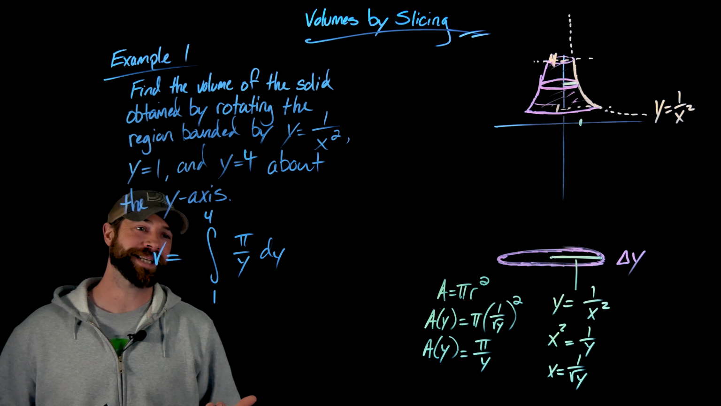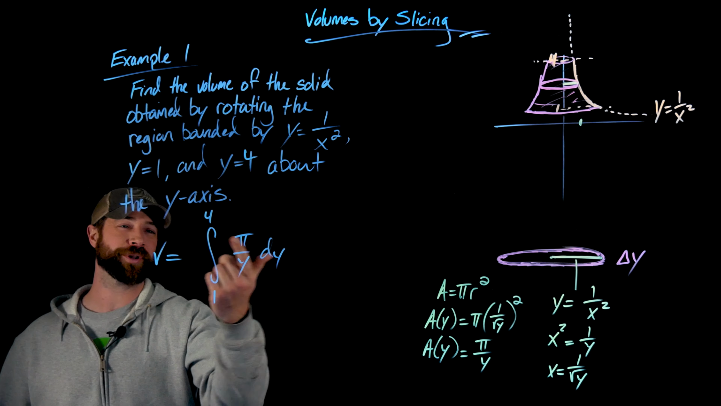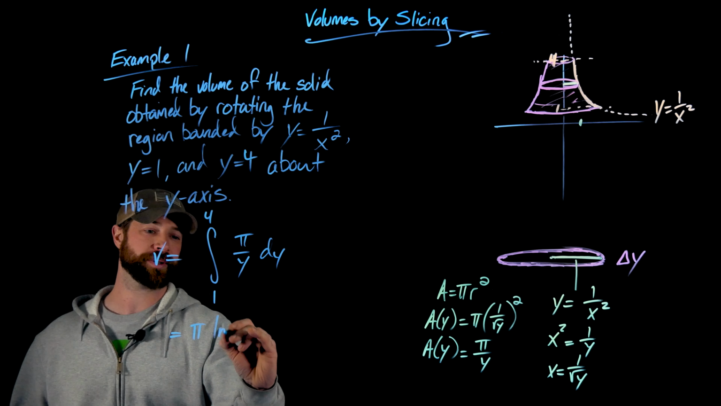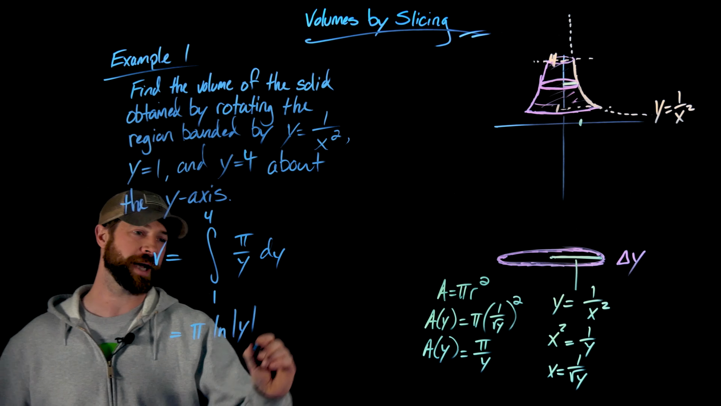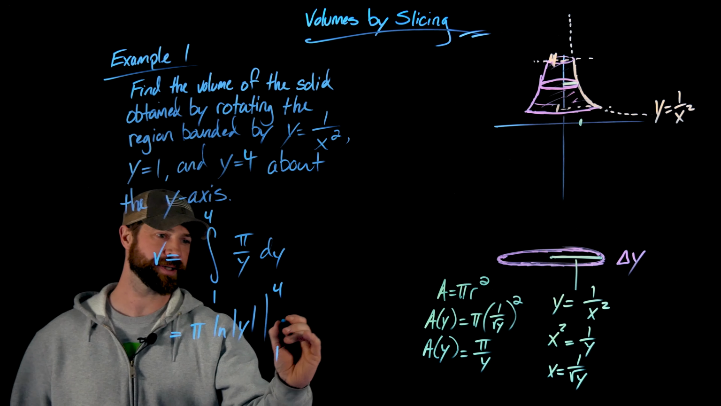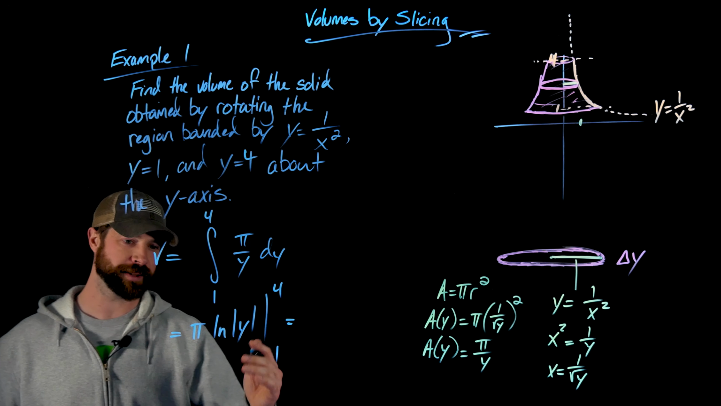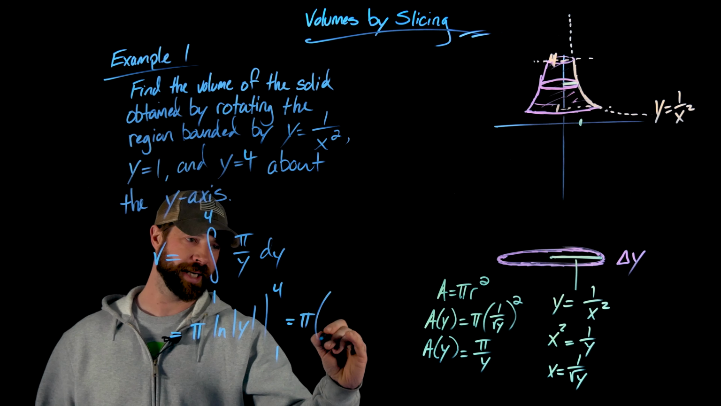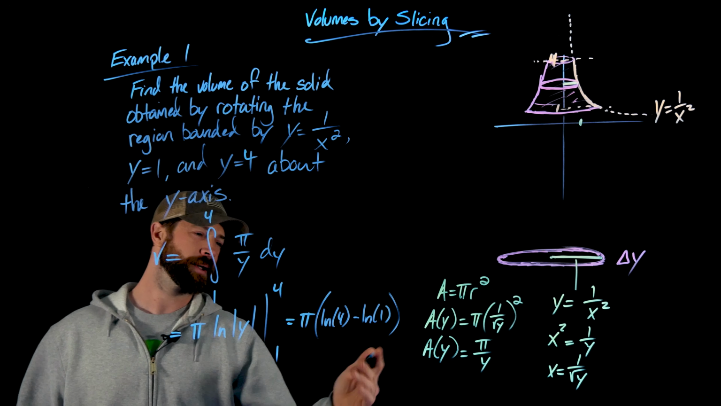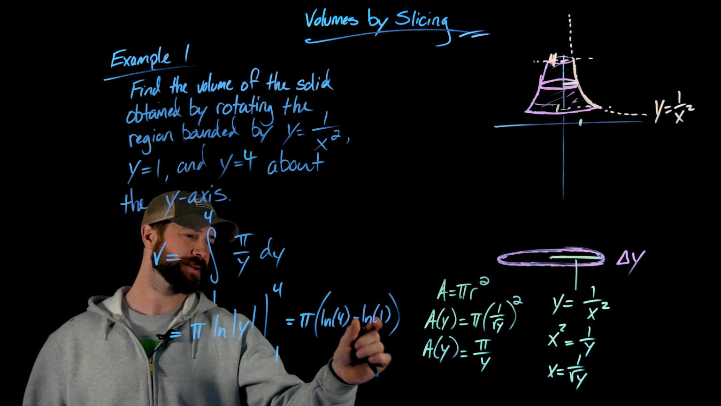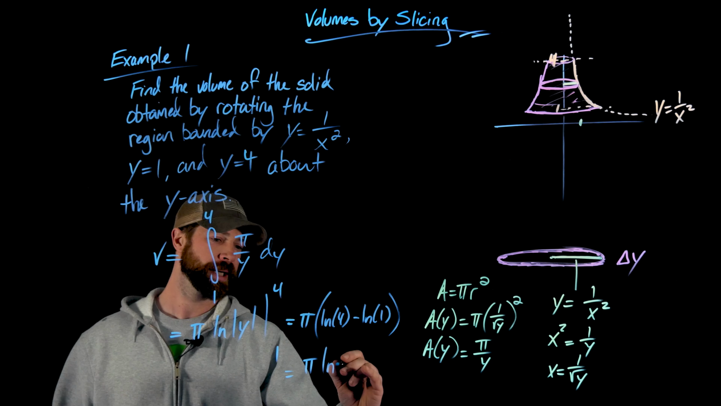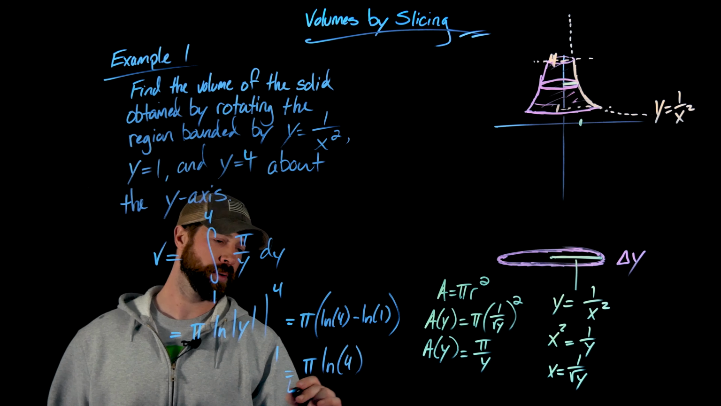All right, then to evaluate this integral, we have pi over y, which we can pull the pi out, and it's just 1 over y. We know the integral of that is the natural log of the absolute value of y, and we're evaluating this from 1 to 4. Then just finishing this evaluation, all we need to do is plug the 4 and the 1 in and subtract the values. What we get in this case is the natural log of 4 minus the natural log of 1. We know the natural log of 1 is just 0, so this is doing nothing. So we get that the volume of this solid of revolution is pi times the natural log of 4.